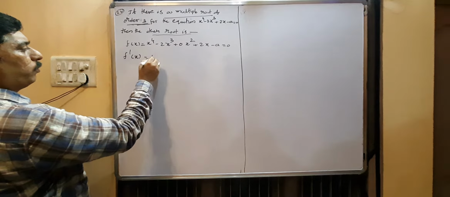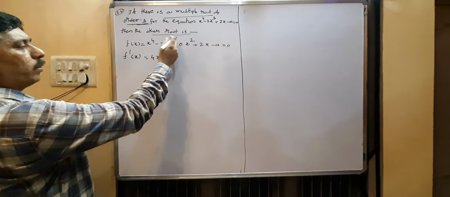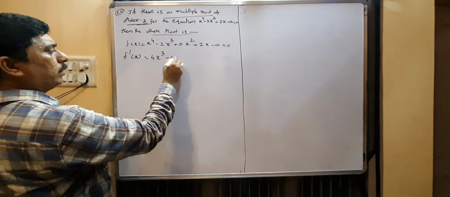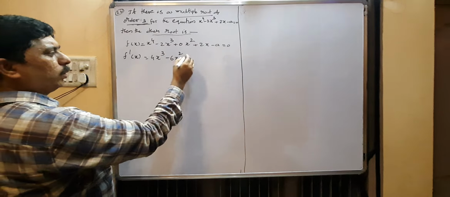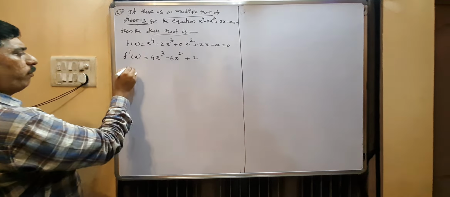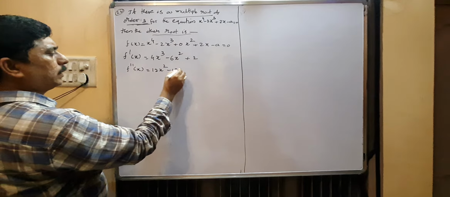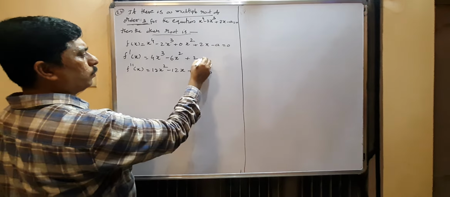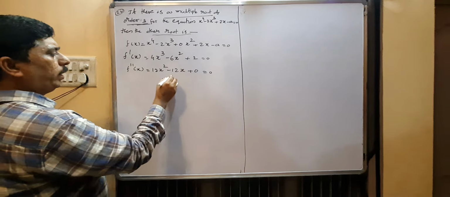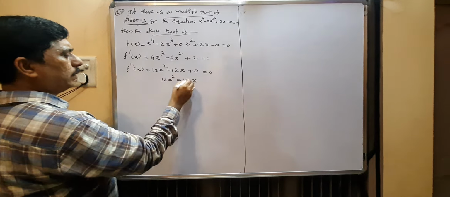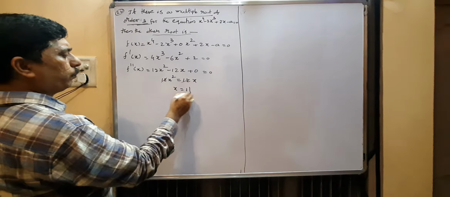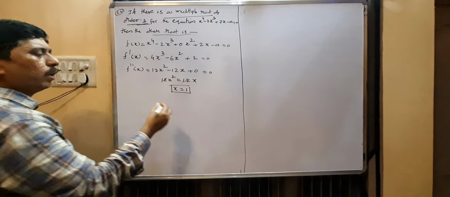Differentiate: f dash x is x power 4 derivative 4x cube, x cube derivative 3x square, minus 6x square, and so on. Again differentiate: f double dash x is 12x square minus 12x, and the constant derivative is 0. So 12x square equals 12x. Cancelling x, x equals 1. This is the root of equation 1.